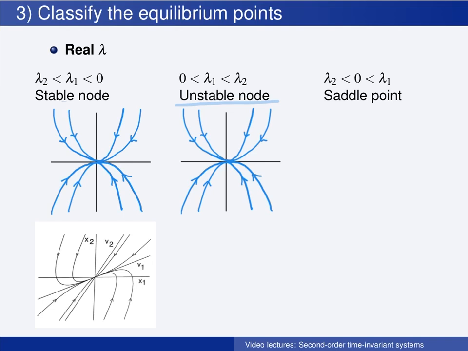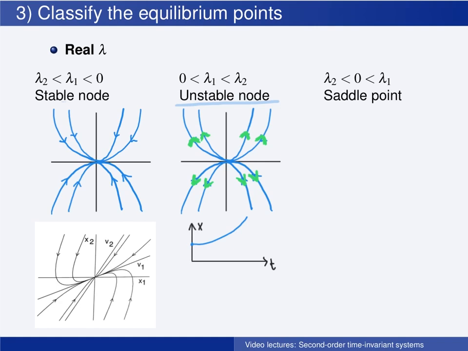It is similar to that of a stable node, with the exception that all trajectories now move away from the equilibrium point. Specifically, all trajectories go to infinity without any oscillation, so the time evolution will look something like this. Starting from some initial state x of 0, it goes to infinity without any oscillations.